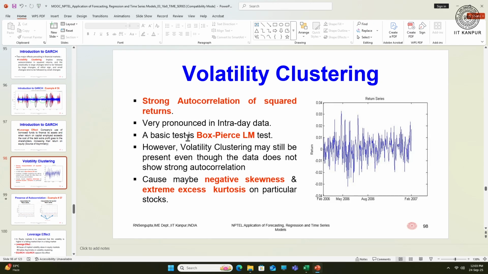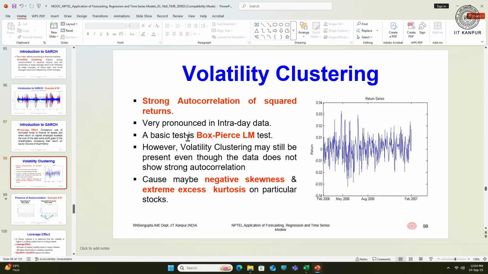So, it is very pronounced in intraday data, because there is a lot of relationship in how the prices for today in the second half would become based on the trading which is happening in the forenoon of the day. So, afternoon of the day would be affected by the forenoon prices. A basic test is the Box-Pierce LM test, and based on that we can find out the strong autocorrelation concepts and other things.